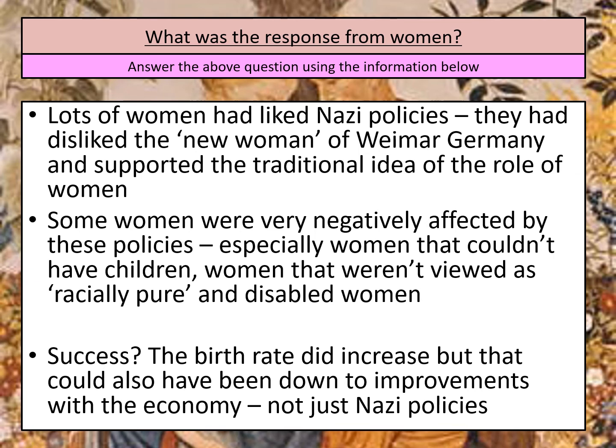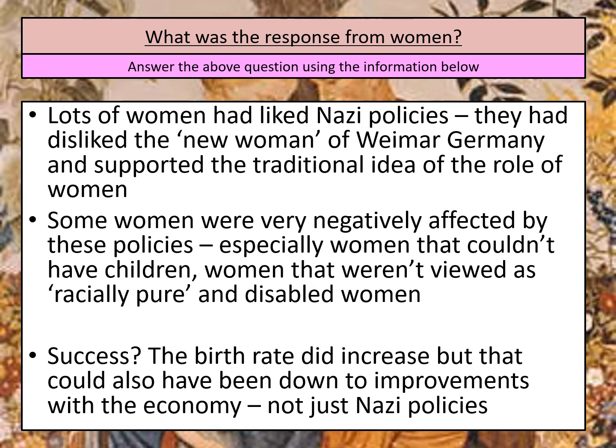For instance, if you were somebody that wasn't viewed as racially pure, maybe you were someone that didn't have the distinctive Aryan look of the blonde hair and blue eyes, or you were somebody that was disabled, or you were somebody that couldn't have children. You'd have been looked down on in society, and therefore you wouldn't have liked those changes. So first of all, we need to think about how it affects different women, some positively, where they feel like they're being celebrated, and some negatively, where they feel that they're being shamed for whatever reason.